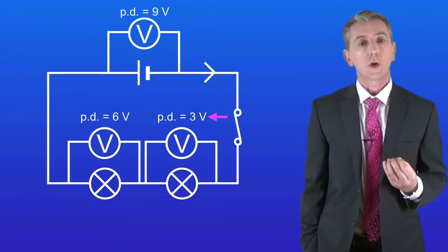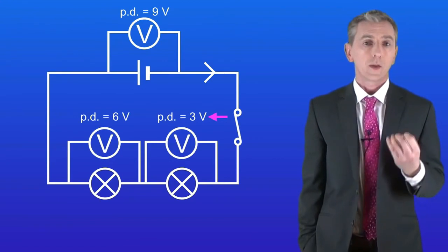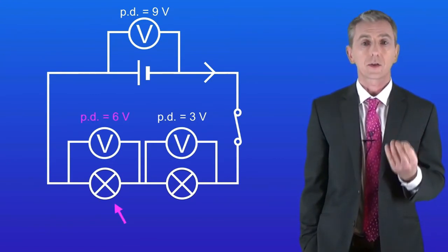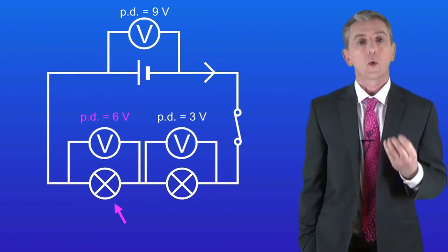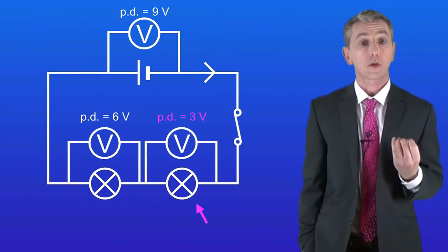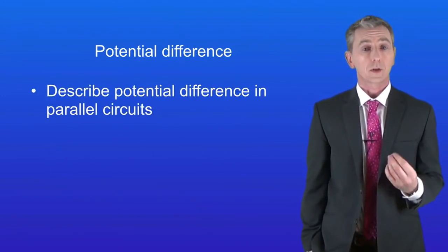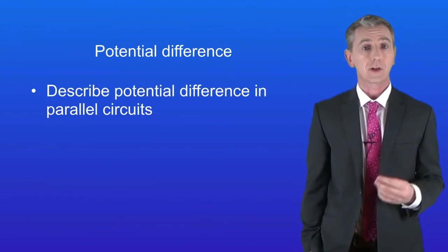Can you work out which of these two bulbs will be brighter? Well, the answer is this one. We know that because this bulb is using 6 volts of energy, whereas this one is only using 3 volts, so it'll be dimmer.